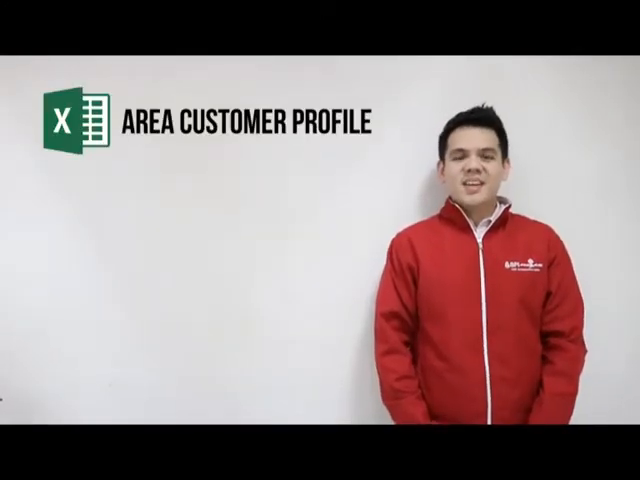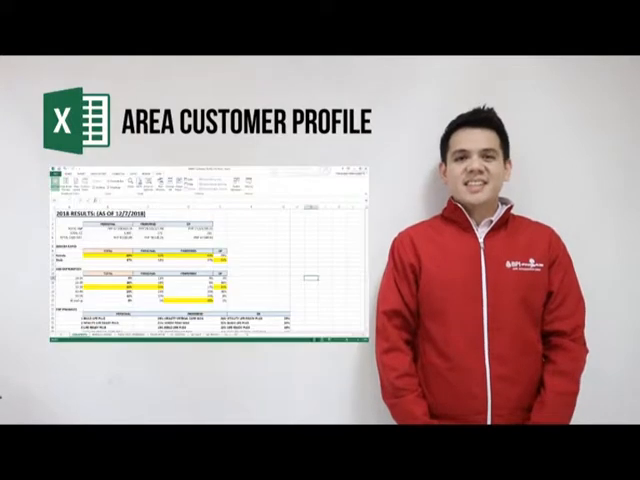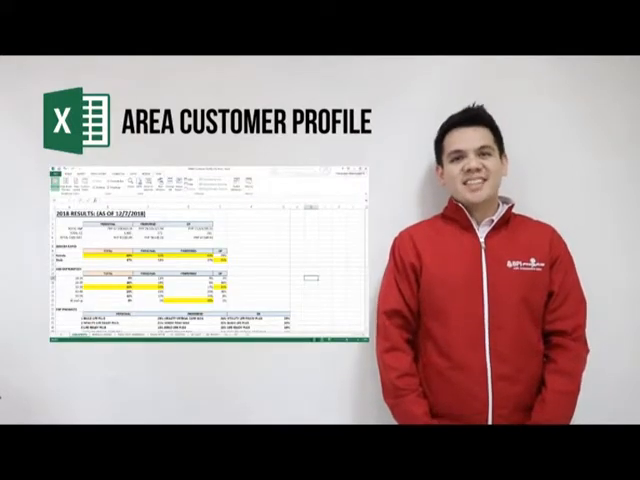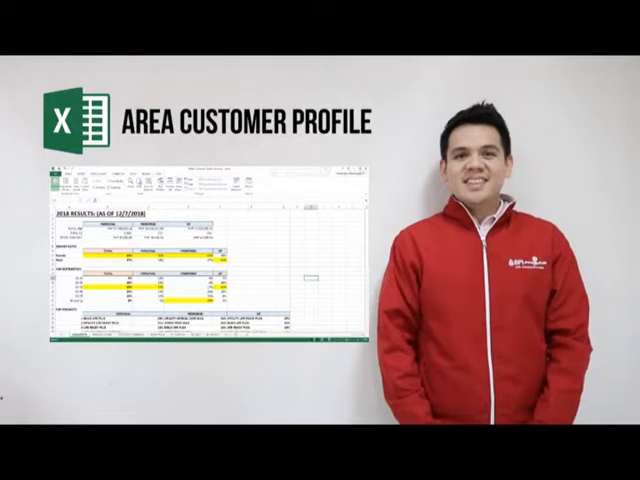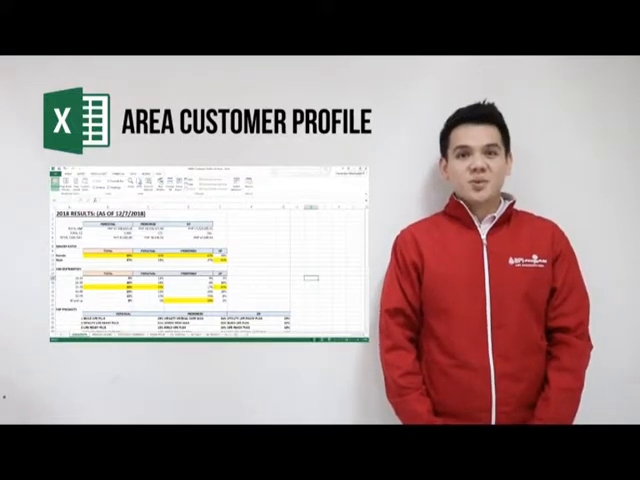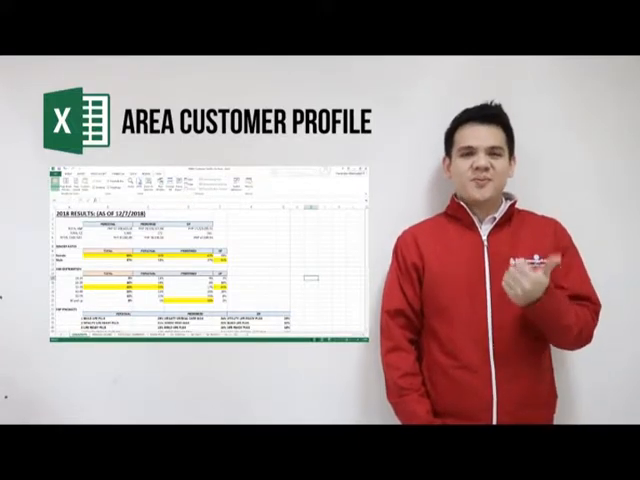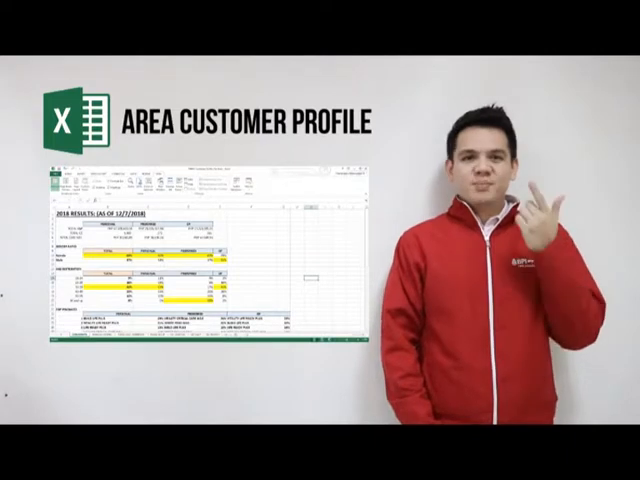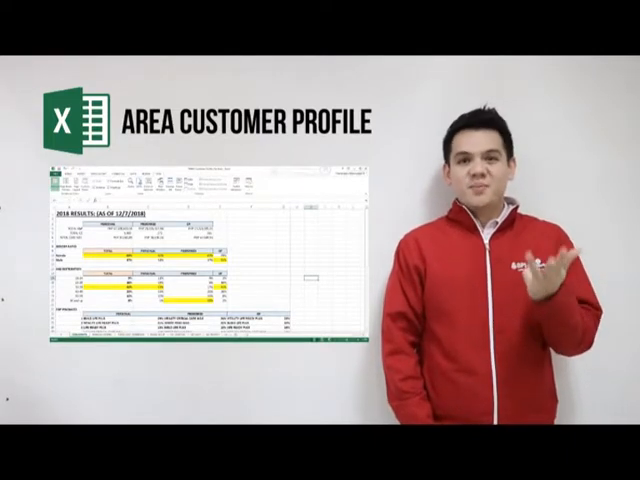The first tool is the area customer profile. The area customer profile is a detailed insight on last year's customer demographics. Details of these demographics include gender ratio, age distribution, top products sold, and payment method.